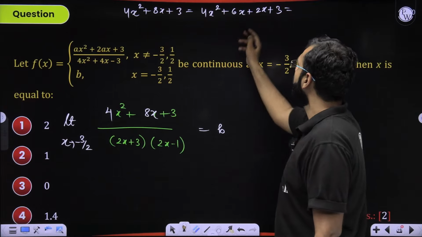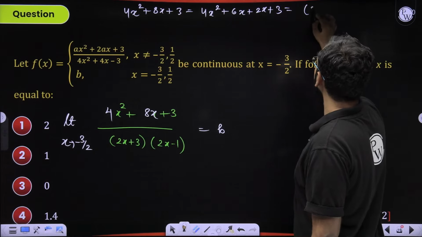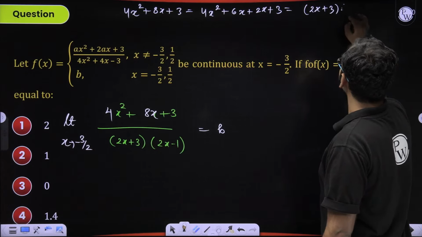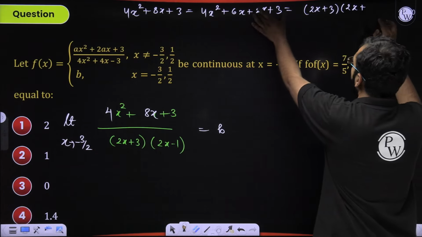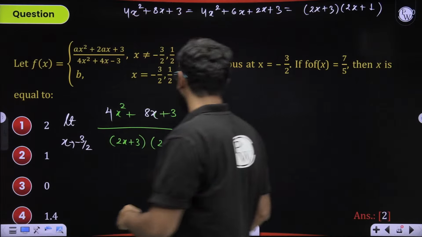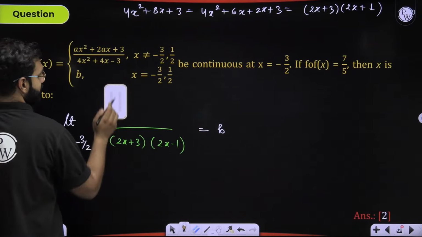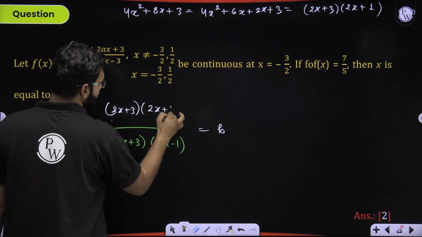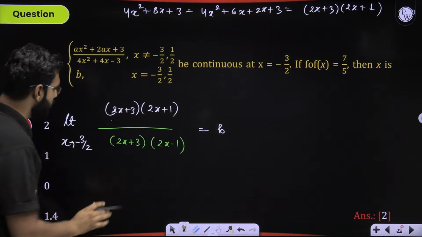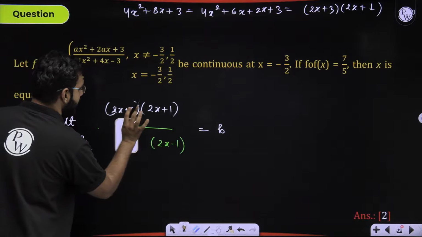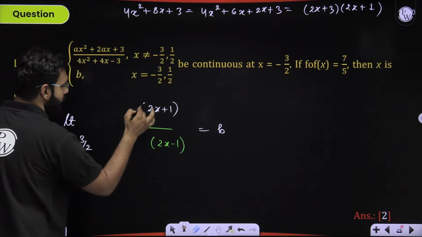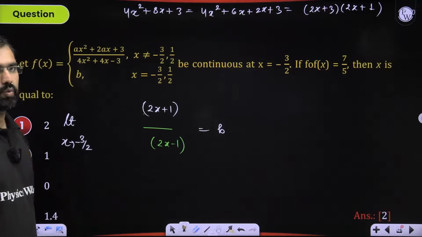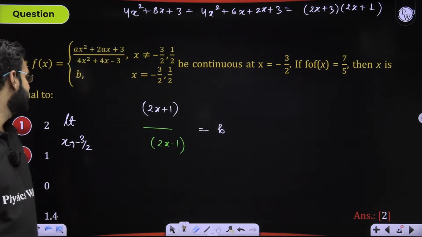Everybody with me on this? 2x, if I'm taking common from there, it will leave me with 2x plus 3. And if I'm taking 2x common from there, I'll be taking 1 common from here. So the numerator can be simply written as 2x plus 3 times 2x plus 1. Everybody getting that? So this 2x plus 3 and 2x plus 3 are cancelled. And this is what you receive as your function, 2x plus 1 upon 2x minus 1. Everybody getting that?